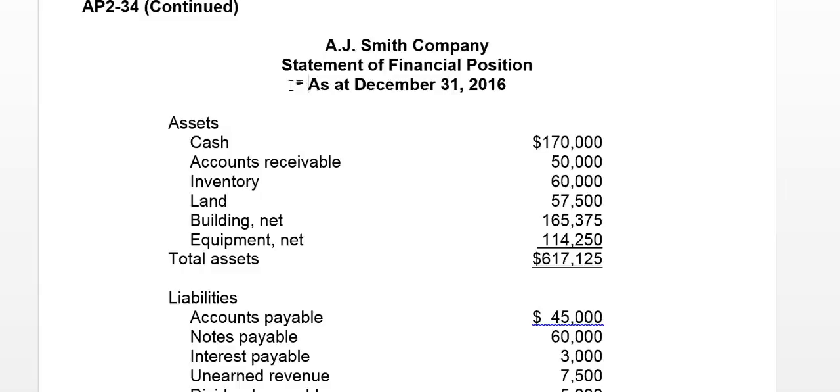But again, notice that the assets go first, right? And the assets, remember they said to prepare an unclassified balance sheet?